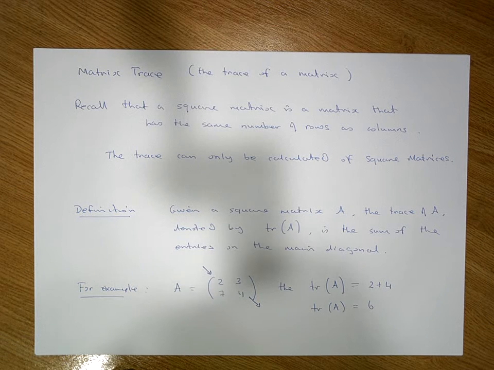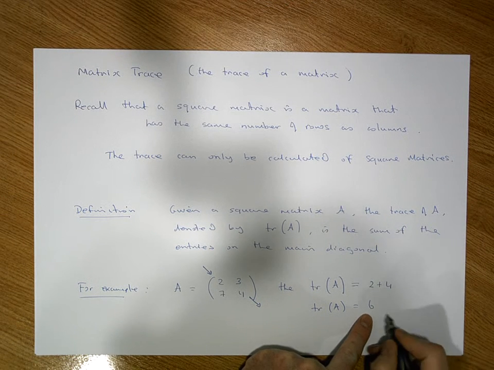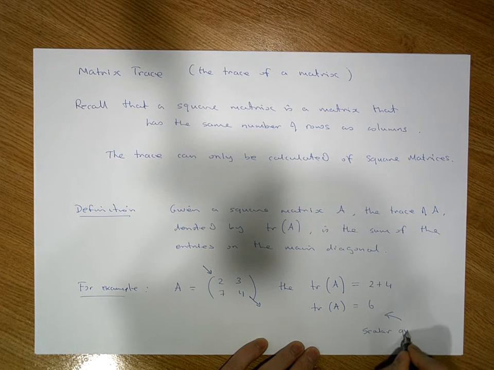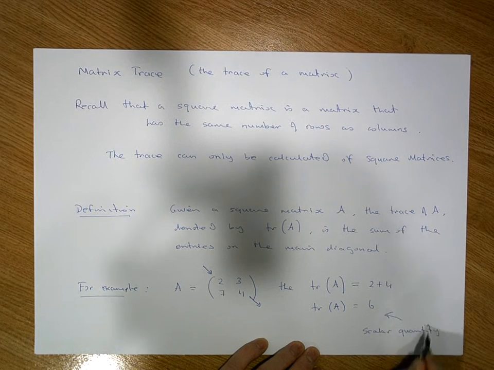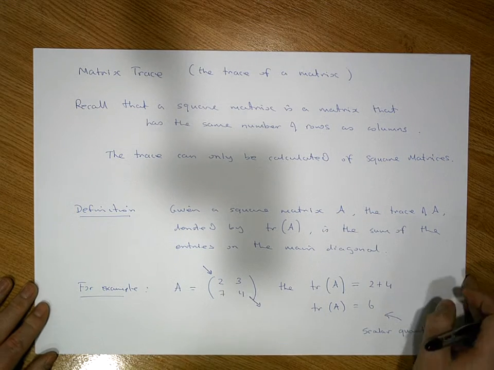Now, let's just keep in mind that this isn't a matrix that has one entry. This is a scalar quantity. So it is just a constant term. So this matrix A has trace 6. Let's have a look at another example.